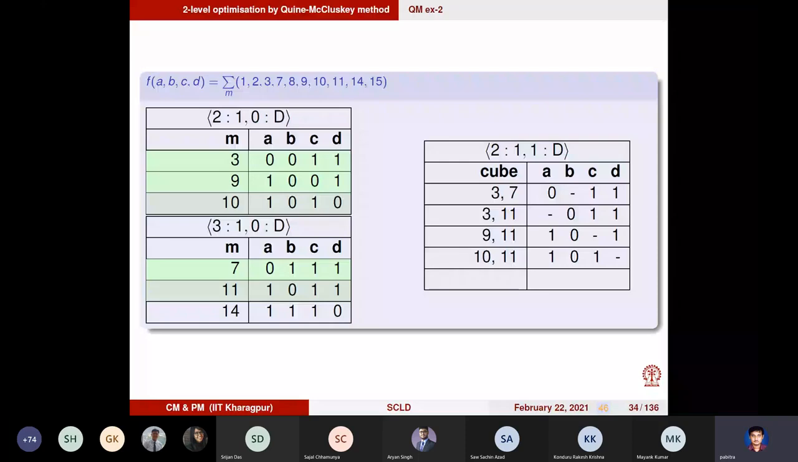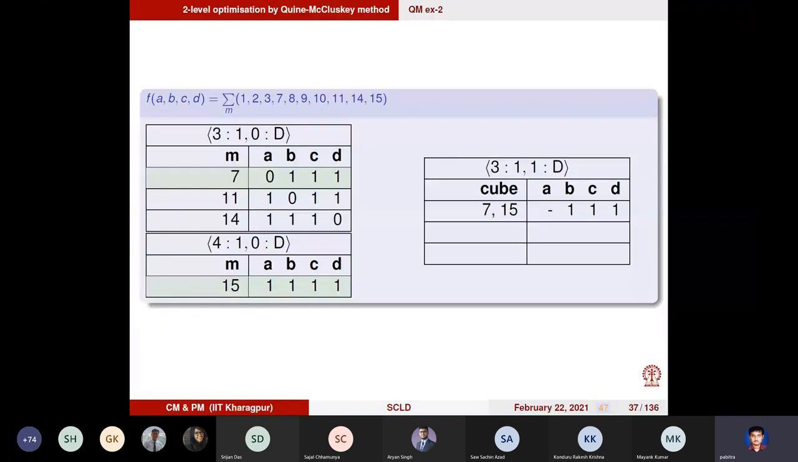Okay, so I get a new set of cubes where one variable is dropped. Now 3, 7, 11 and 14 have three 1s, 15 has four 1s. So you see only 7 and 15 can be combined to get -111. The other two are not combined. So 11 and 14 are not combined with anybody. Oh yeah, 11 and 15 is combined. 14 and 15 is also combined. Sorry, I missed that. So everything is combined again.